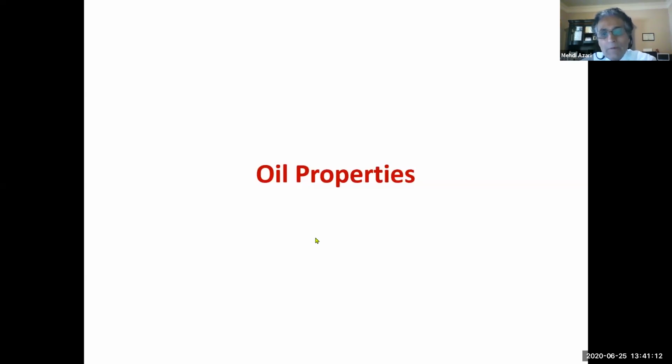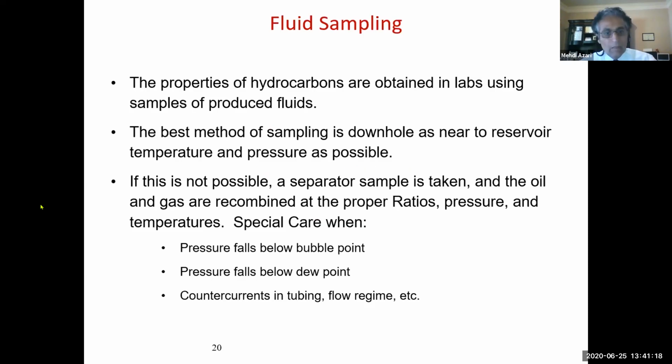So now we start with oil, gas, water, stuff like that. So oil properties. Now we have fluid sampling. How to sample fluids? You take a fluid sample, you take it to the lab, you analyze it, and get all the information.